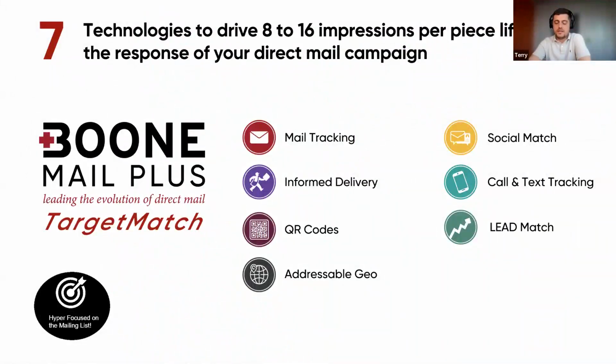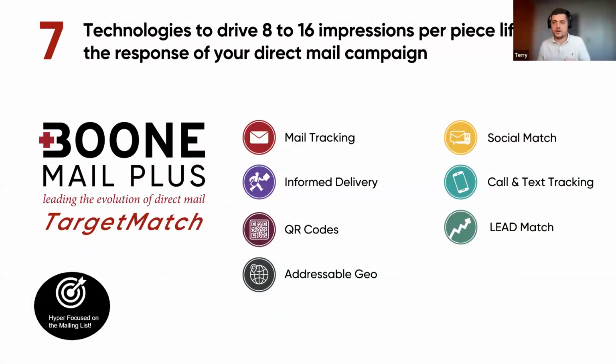Now, the next solution being our target match program. Okay, so this is the complete opposite of expansion, because this is as hyper focused as you can get on the mailing list. This is like your purest form of one-to-one digital in relation to that qualified list, because all of these ads are either displayed at a user or at a household level. So you can see some of the technologies are the same, right? So we're still getting mail tracking, informed delivery, call and text, and lead match, social match, but instead of for just the first 14 days, we're running it for the entire 30.